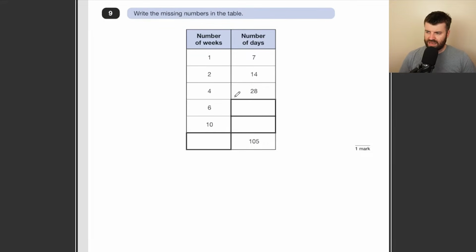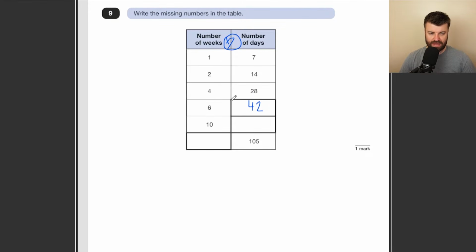Question 9, write the missing numbers in the table. Number of weeks 1, number of days 7, number of weeks 2, number of days 14. This is just multiplying by 7 because we know the number of weeks, the number of days is the number of weeks multiplied by 7. There are 7 days in a week. 6 times 7, just testing out your maths, 42.